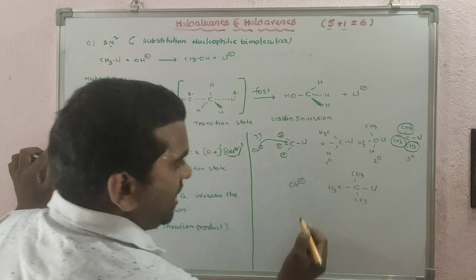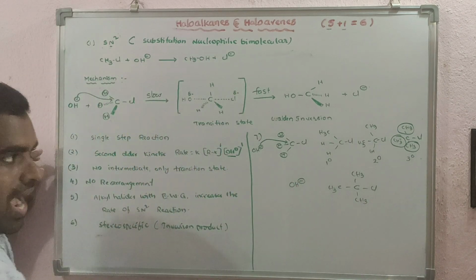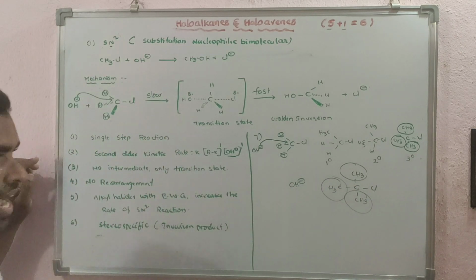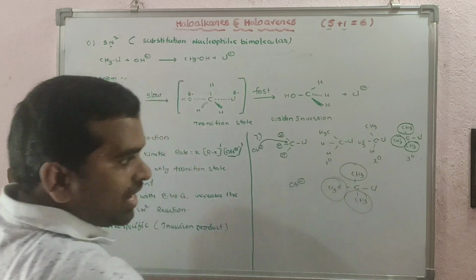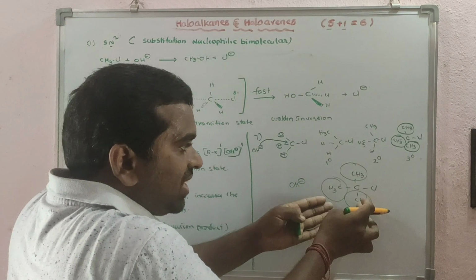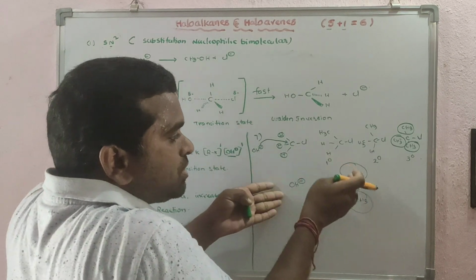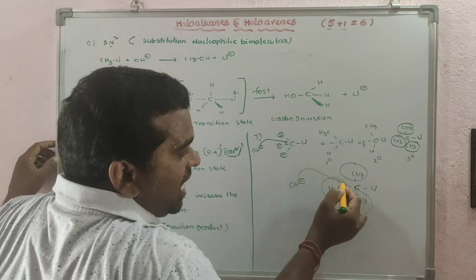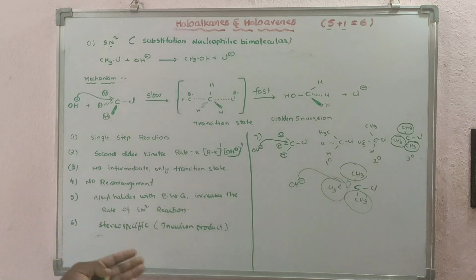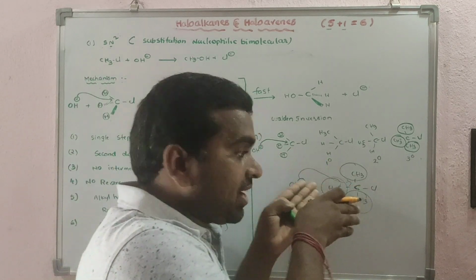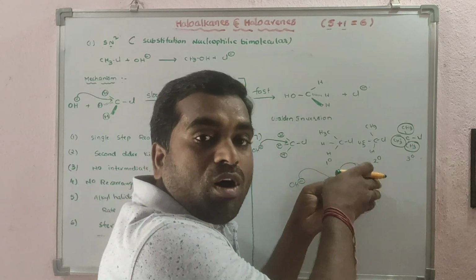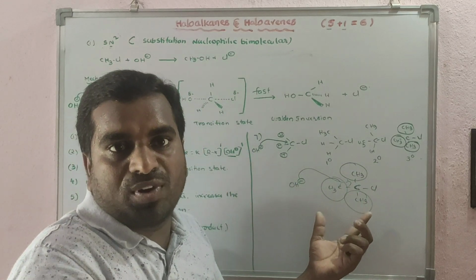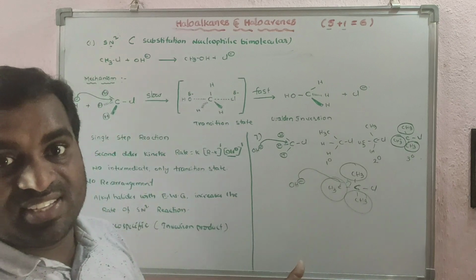So which one has to attack here? OH minus ion has to attack. And these are very bulky groups. Clear? Is there any space for the OH to attack on the carbon? No. So they hinder the attack of OH minus ion on the carbon. They do not give space for the OH minus ion to attack the carbon. So OH minus ion cannot easily attack the carbon atom, and the rate of the nucleophilic substitution reaction will decrease.